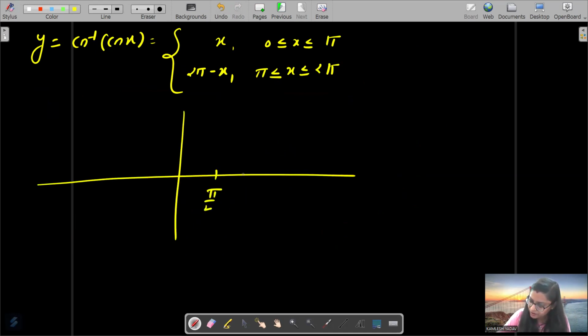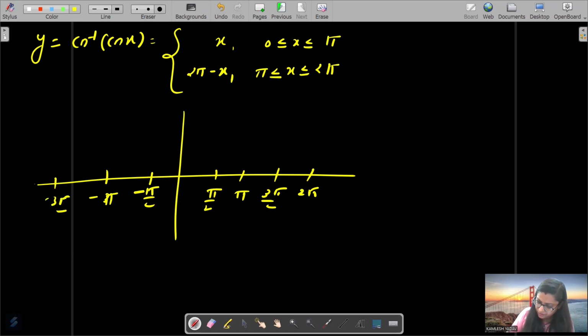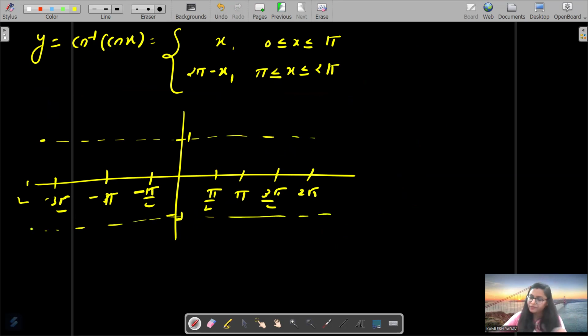Okay, let us draw. First mark the points: 2 pi, minus pi by 2, minus pi, minus 3 pi by 2, and minus 2 pi. Okay, this point is 1 and minus 1. Draw the straight line here. Okay, so first we draw y is equal to x.